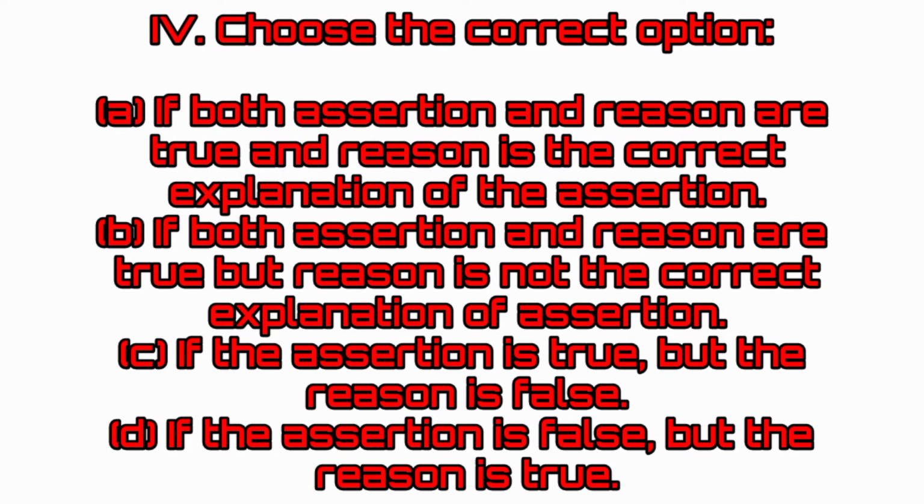Consider the statements given below and choose the correct option. The options are: option A, both assertion and reason are true and reason is the correct explanation of assertion. Option B, both assertion and reason are true but reason is not the correct explanation of assertion. Option C, assertion is true but reason is false. Option D, assertion is false but reason is true.